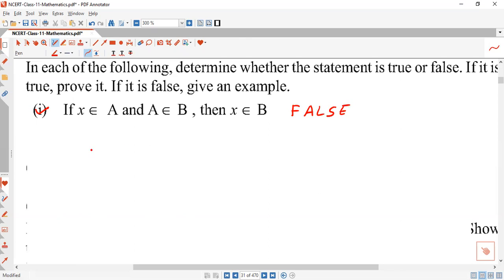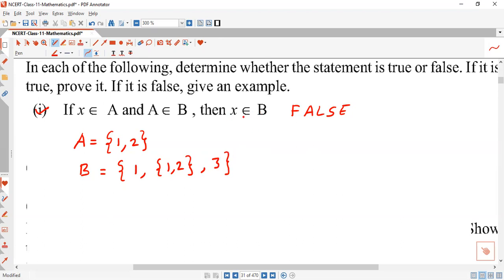Now, when it is a false statement, I have to give an example. Let's say A is a set with the elements 1 or 2. Now we say that B is such that A belongs to B. So we have defined B so that A is an element of B. We say here 1, 2 is the element, so we are writing the element here, and we say 3. Okay, fine.